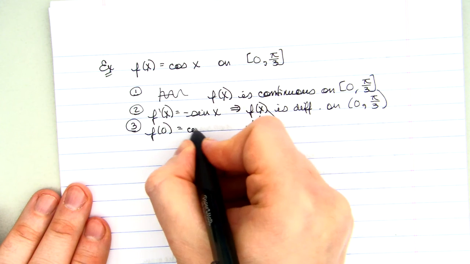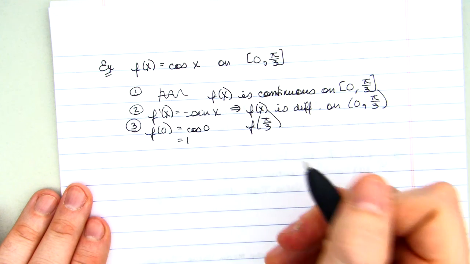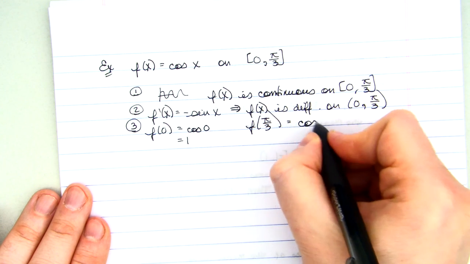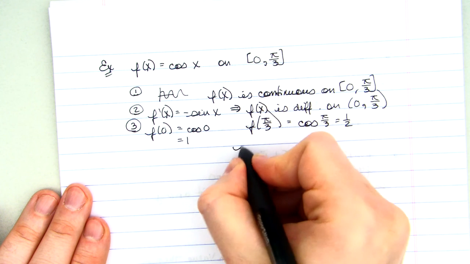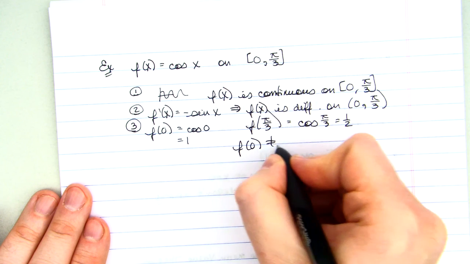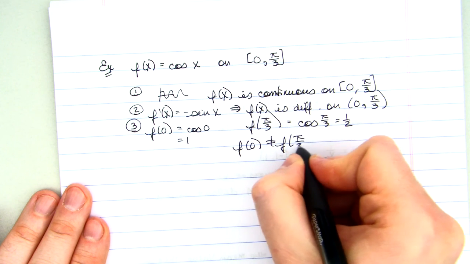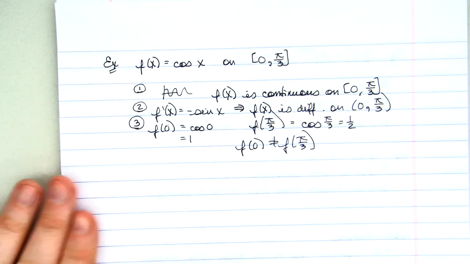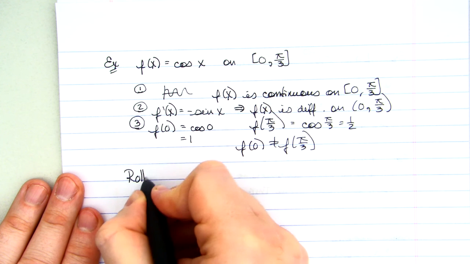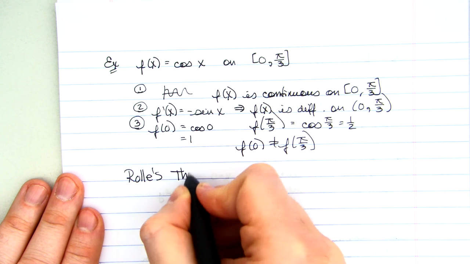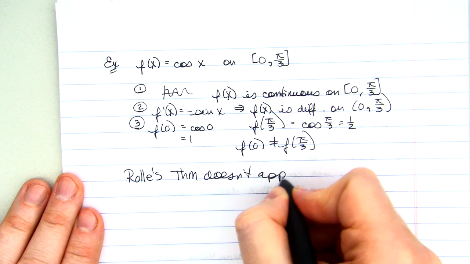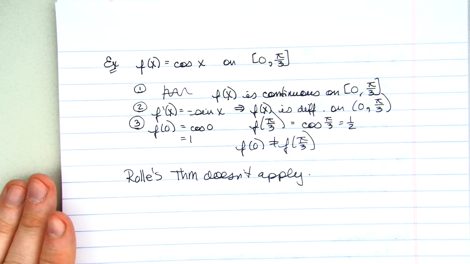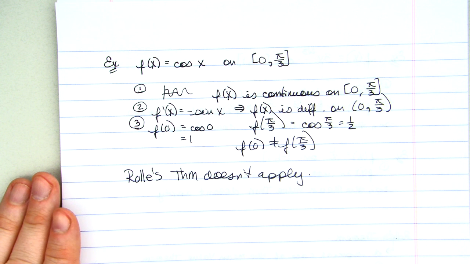F of 0, cosine 0. Cosine of 0 is 1. F of pi over 3, cosine pi over 3. Cosine pi over 3 is a half. I don't think so. F of 0 does not equal f of pi over 3. Rolle's theorem doesn't apply. I cannot guarantee that somewhere the slope of the cosine of x between 0 and pi over 3 will equal 0.